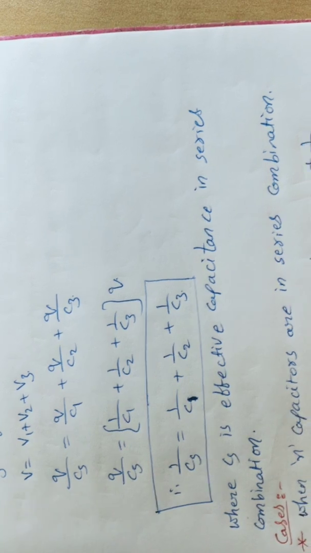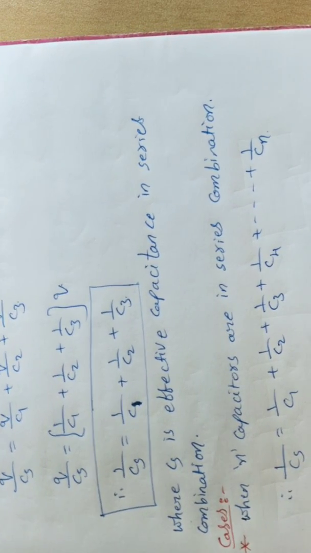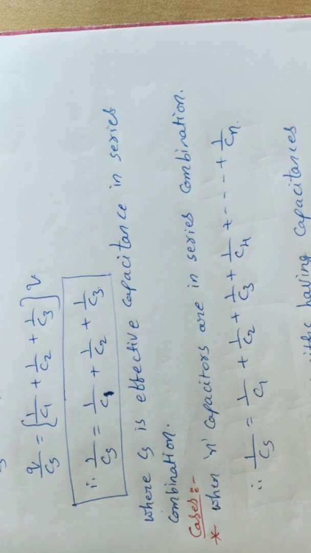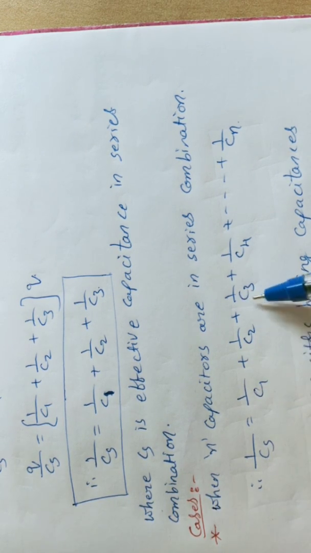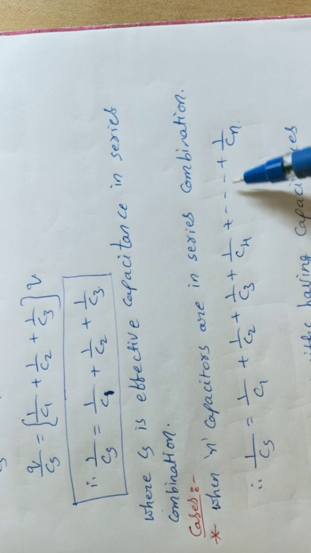If we take n capacitors in a circuit, with each capacitor's capacitance represented as C1, C2, C3, C4 and so on, totally n capacitors, then the notation is 1 by CS equals 1 by C1 plus 1 by C2 plus 1 by C3 plus 1 by C4 plus so on up to 1 by Cn.